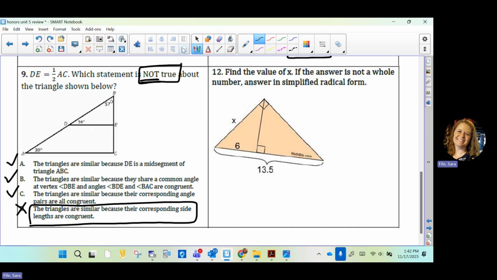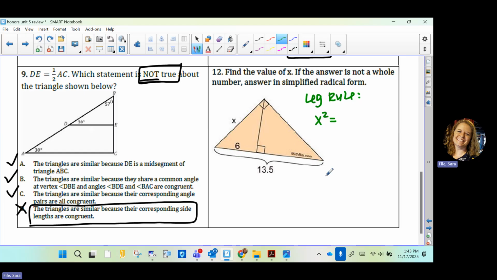All right, in 12, find the value of X. The answer is not a whole number. Let's simplify. This is geometric mean. Again, the value of X is a leg in this one. So the leg rule says that the leg squared is equal to the product of the part of the hypotenuse that it's on the same side as. So that's the 6 times the whole.